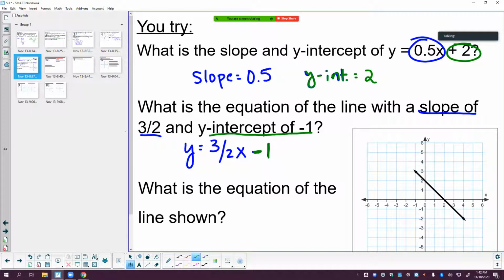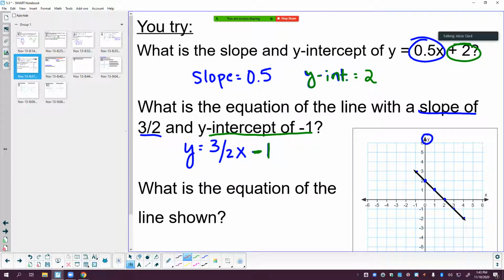The last one says, what is the equation of the line that was shown here? Again, you need to find where it's crossing on the y-axis first. Y runs up and down. It's crossing my y-axis right here at positive 2. Now find a second point on that line, and there's several. You can choose this one right here, where it's crossing the grid. There's several on this one. Just pick 2 of those points and count the rise over run.